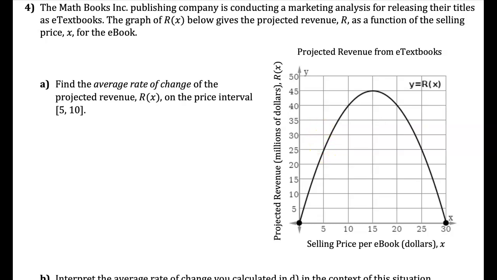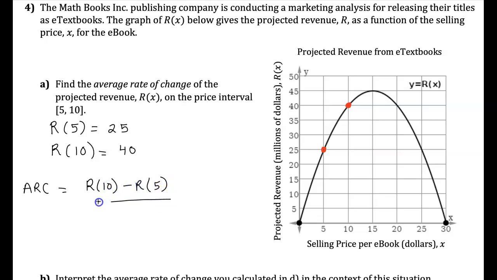So we're looking at the graph, at this point here, and this point here. You can see R of 5 is 25, and you can see R of 10 is 40. So the average rate of change on this price interval is going to be R of 10 minus R of 5 all over 40 minus 25, right?